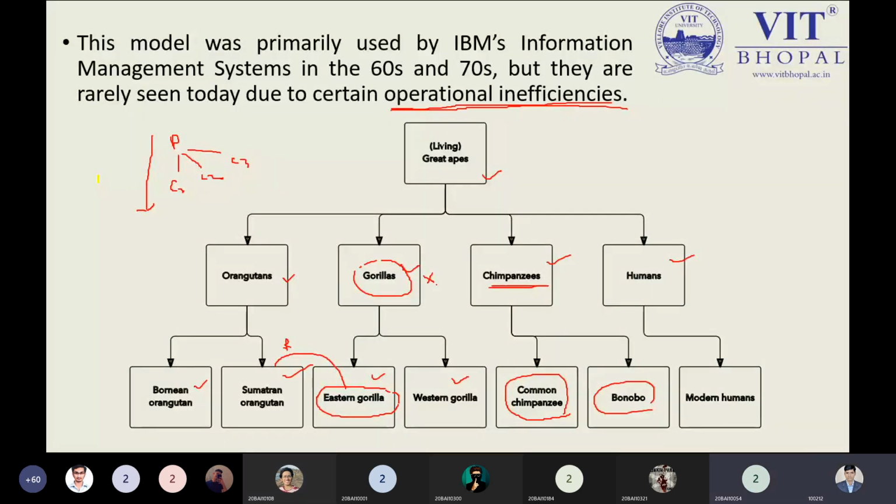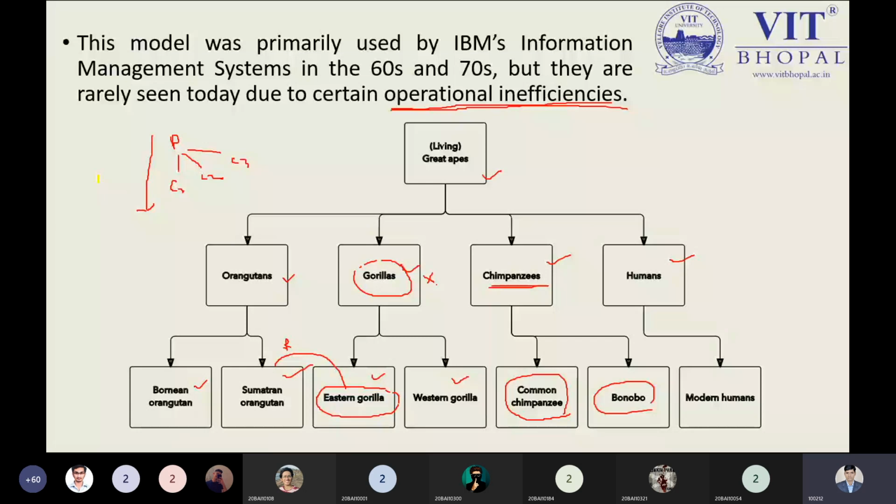In this diagram, I'm taking a simple example which describes the hierarchical model. Great apes is the one entity, and it is divided into different children: orangutan, gorilla, chimpanzee, and human. These are the four different categories, or children, of the great apes category. So I'm making a categorization, representing data in a hierarchical way.